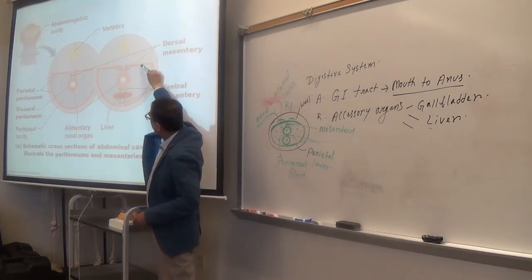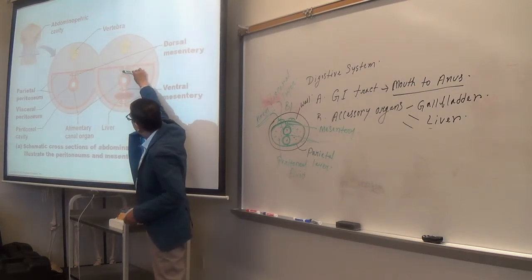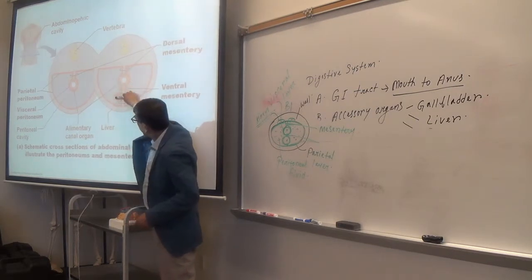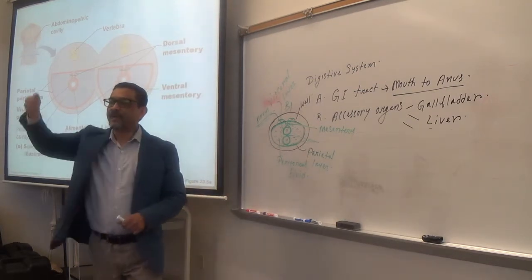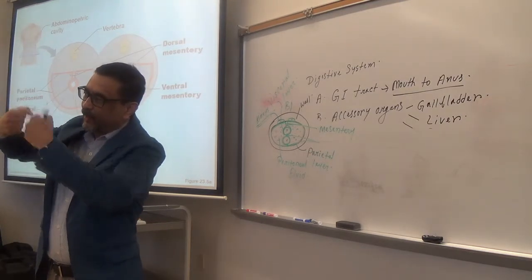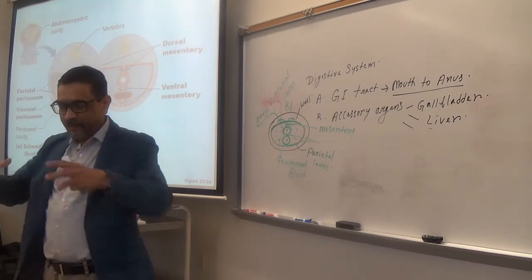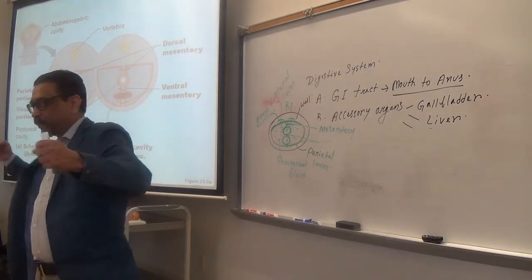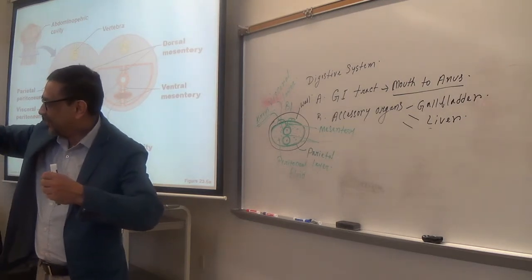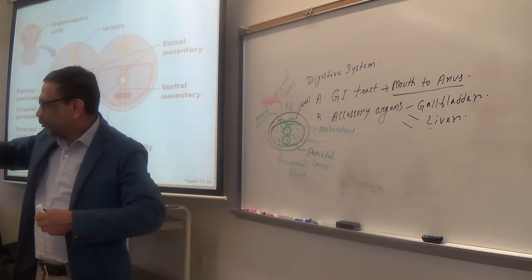You see, mesentery comes out from the body wall and gets attached to the organs. So they work like ropes and tie the abdominal organs to the wall. Make sense? So the organs will hang like this in the abdominal cavity. They can move a little bit, but not too much.